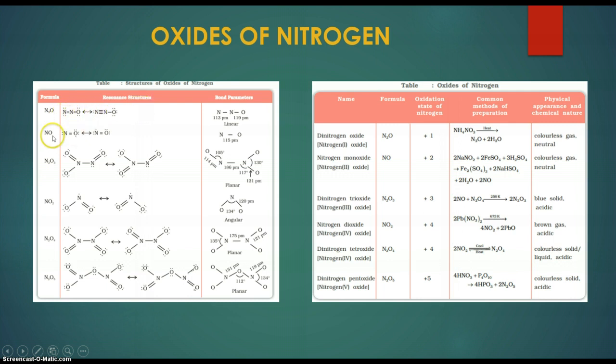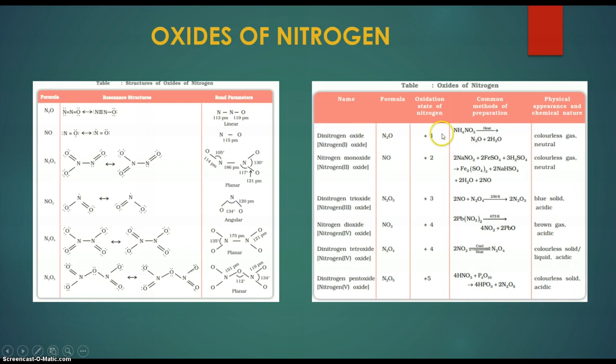Okay, NO also has a linear structure, NO2 has a bent structure, and N2O4 has this kind of structure. It's very important to observe one thing: NO2 contains a lone electron, that means an odd electron. As we can see over here, the nitrogen contains an odd electron, and that's why this NO2 can combine with another fragment of NO2, forming N2O4. So these are the structures of N2O, NO, NO2 and N2O4.